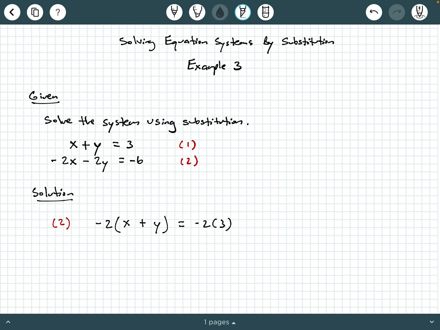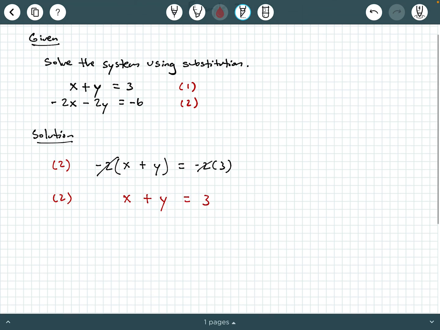So again, on the left-hand side, I factored out a negative 2 from both terms, and so I was left with negative 2 times the quantity x plus y equals, and then instead of writing the negative 6 over again, I wrote that as negative 2 times 3. And with that, we can see that we create a convenient cancellation with these negative 2's. So equation 2 ends up being simplified to x plus y equals 3. Now, if you notice, this is identical to equation 1, okay?